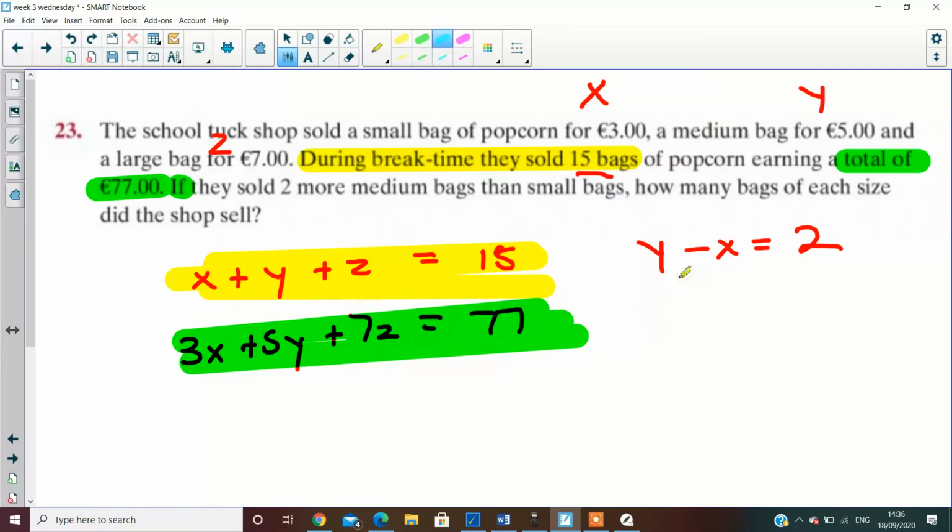Finally, the third answer, guys. If they sold 2 more medium bags than small bags, that implies that the number of medium bags take away the number of small bags equals 2. There are your 3 equations. What letter is missing from the blue equation? Z.